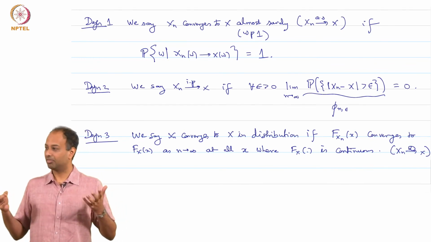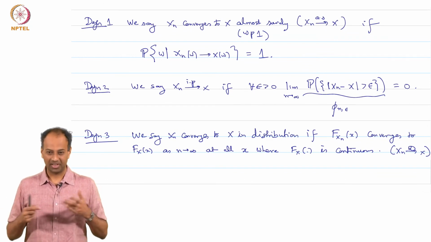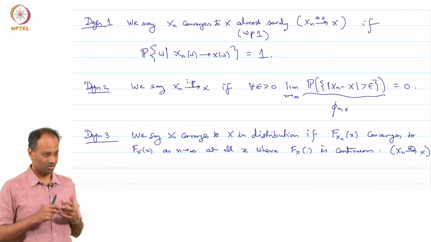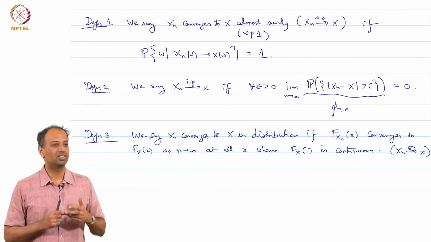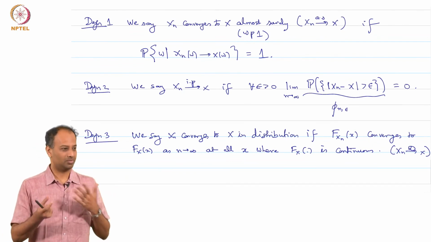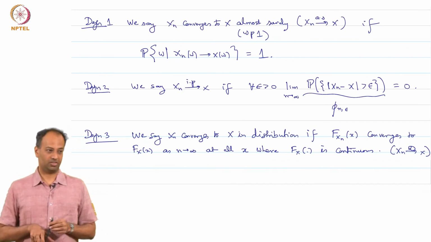Okay. Even for very large n, X_n of omega and X of omega may be very different. What is happening is that the distribution function of the X_n's is converging, it is getting very close to the distribution of X. The values of X_n's may not get close. Okay. So, this is an even weaker notion of convergence.